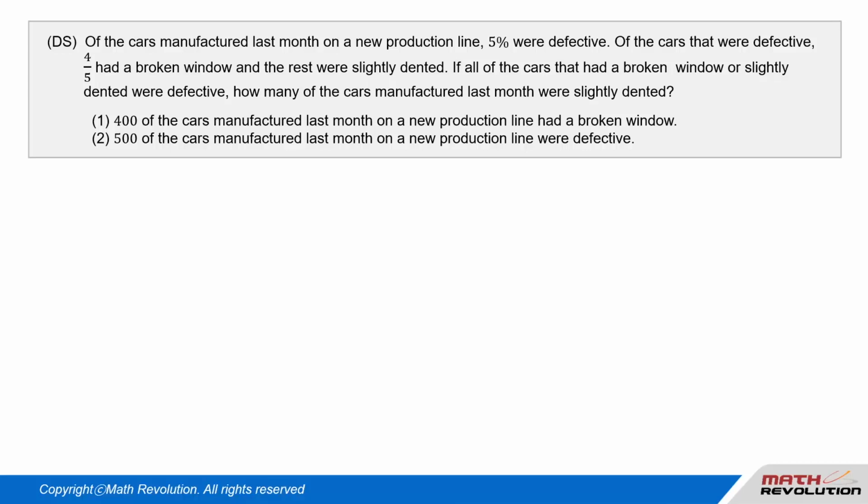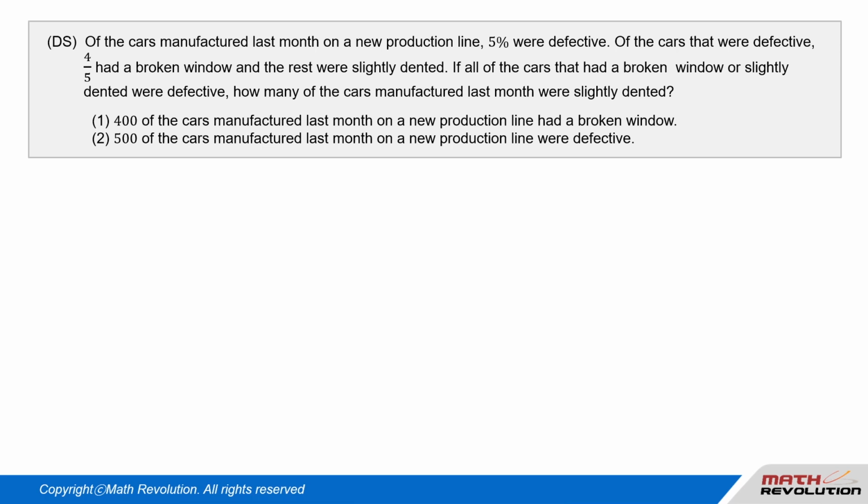Question. DS. Of the cars manufactured last month on a new production line, 5% were defective. Of the cars that were defective, 4/5 had a broken window and the rest were slightly dented. If all of the cars that had a broken window or were slightly dented were defective, how many of the cars manufactured last month were slightly dented?